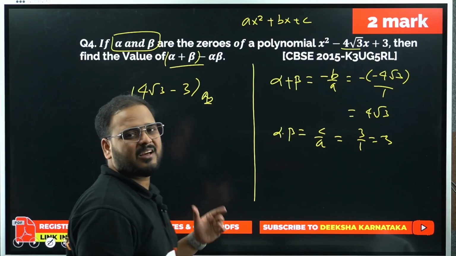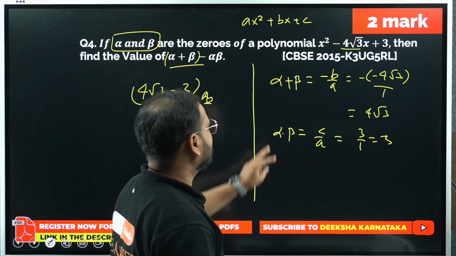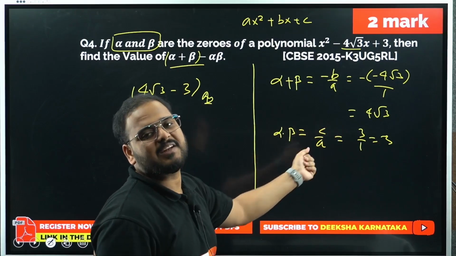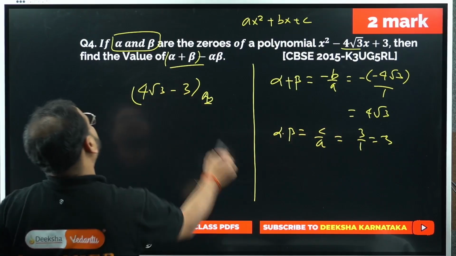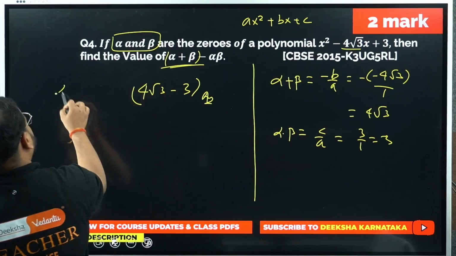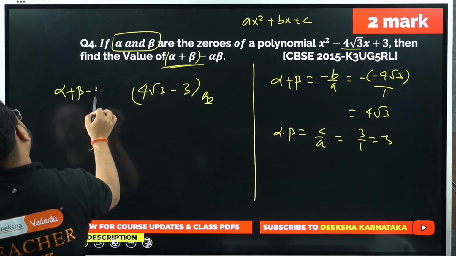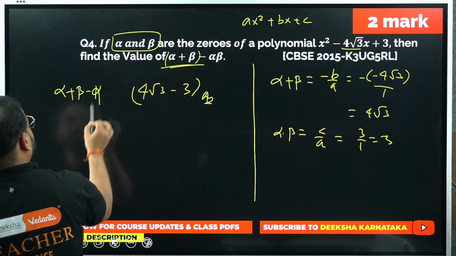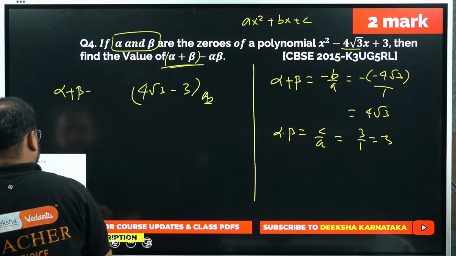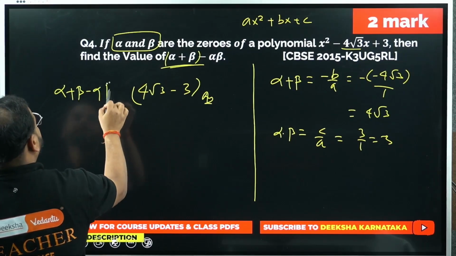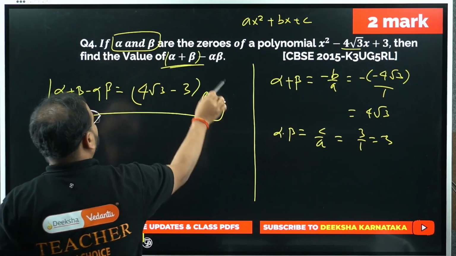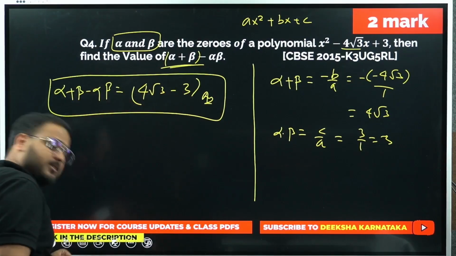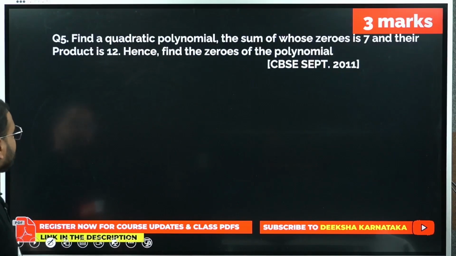Again, this question can be asked for 2 marks. Very simple question. 2 formulas you have to use for alpha plus beta and alpha into beta, and substitute that in the condition that they asked. This is the condition that they asked: sum minus product. Very simple, extremely simple, right? Moving on to question number 5.